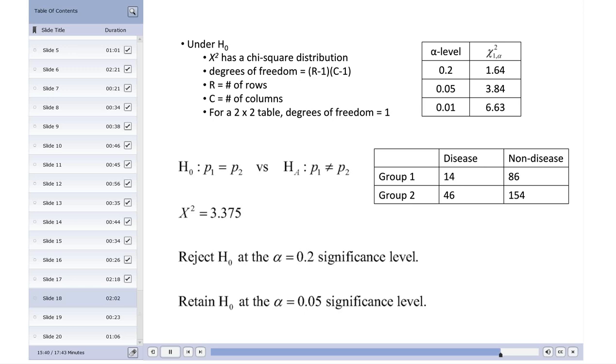So for example, if we have an alpha level of 0.2, then the cutoff value corresponding to that is 1.64. Since we got a chi-square statistic on the previous slide of 3.375, and 3.375 is bigger than 1.64, we would reject H naught at the alpha equals 0.2 significance level. On the other hand, if our significance level was 0.05, the cutoff value for that is 3.84, and since we're not bigger than 3.84, we would retain the null hypothesis at a 0.05 significance level.